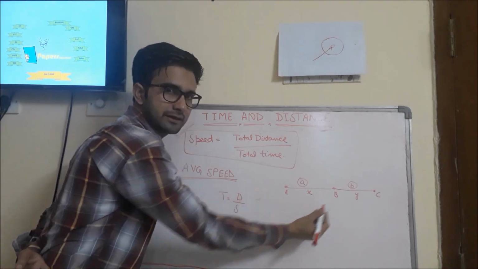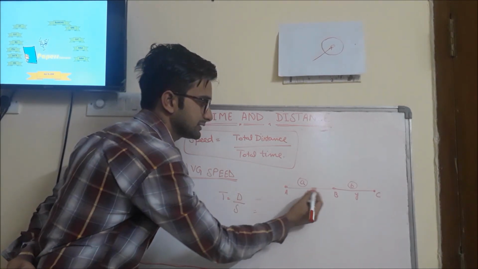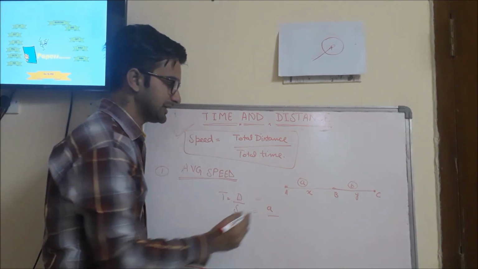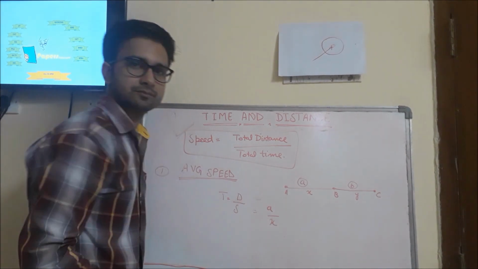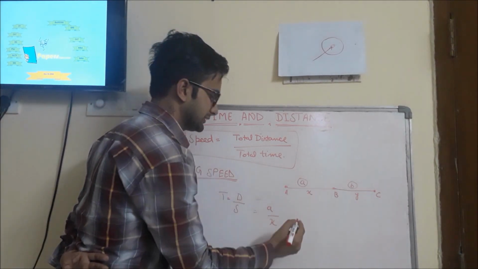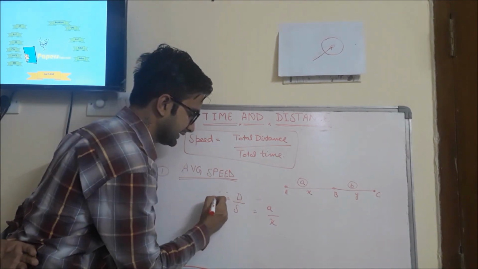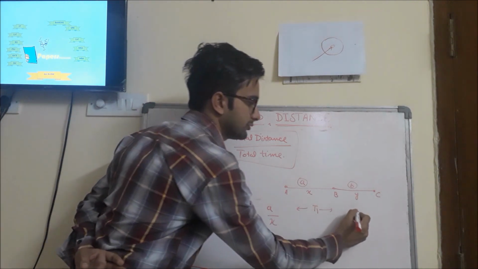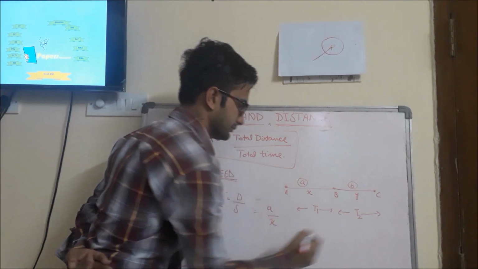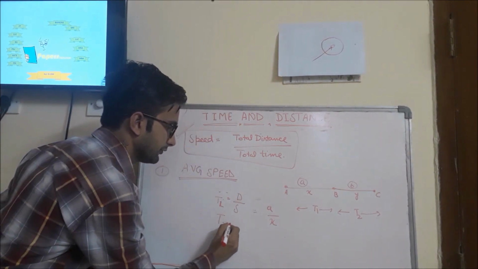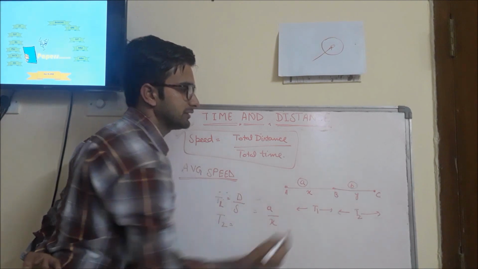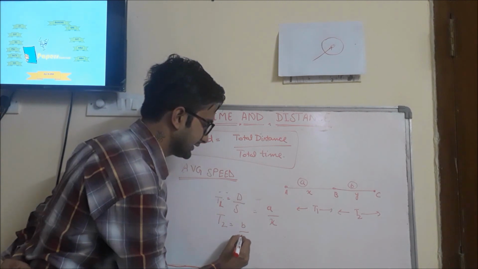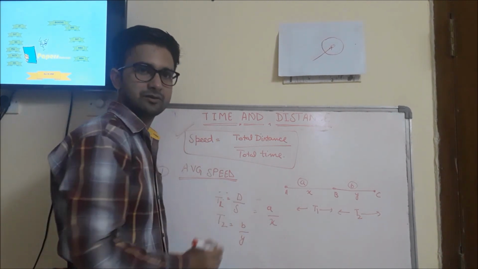So the time taken from A to B will be the total distance between A and B, that is a, upon the speed x. Same for B to C. I am giving t1 to the time between A and B and t2 to the time between B and C. So t2 will be the distance between B and C, this is small b, upon the speed, which is y. So this is our t1, this is our t2.